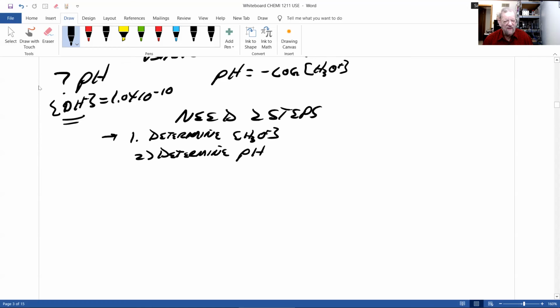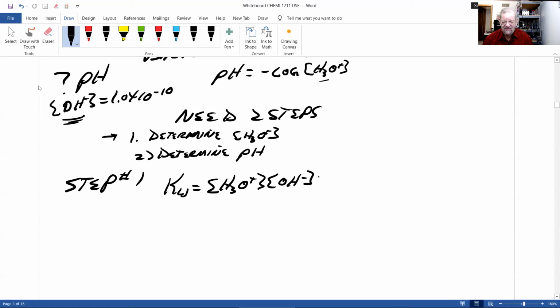So how do we do number 1? Well, do you know the relationship between the hydronium ion concentration and the hydroxide? And the answer is yes, you do. And that is Kw, no, not really, is equal to the hydronium ion concentration times the hydroxide ion concentration, equal to 1.0 times 10 to the minus 14 at room temperature.